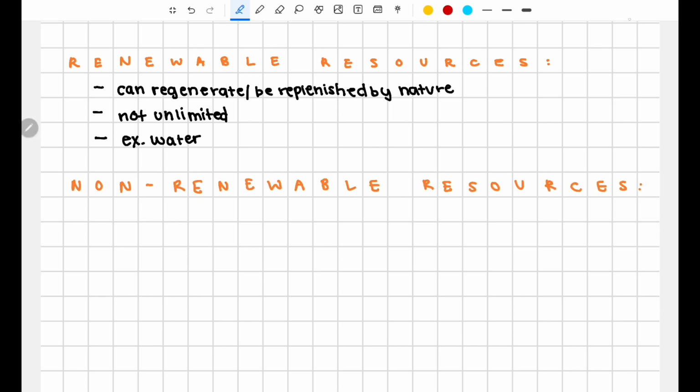But when we talk about non-renewable resources, they cannot be replenished by nature. So what does that mean? That means that once all of the supply that is currently on Earth is used up, there's no more. It cannot replenish itself. It cannot keep cycling back like renewable resources. Another example of a renewable resource would be the sun. Because sunlight, it's always there. We use it and it's still there.